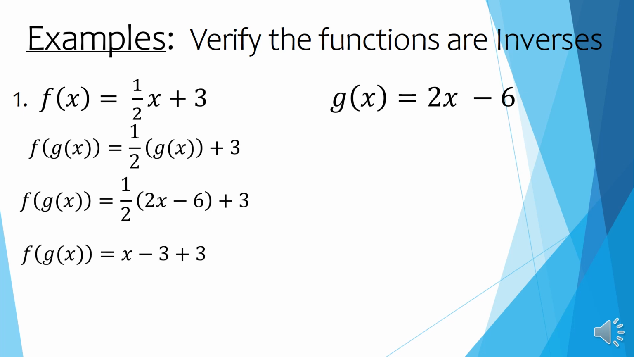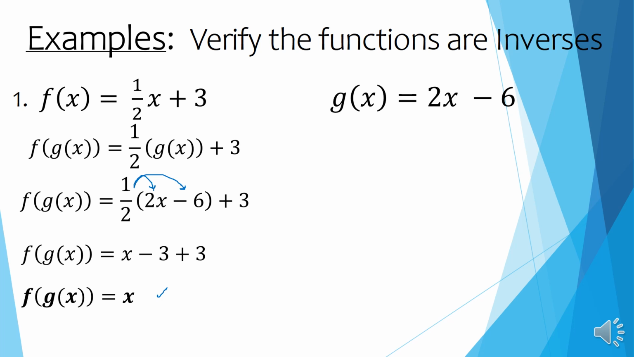Multiply by 1/2 to each of the terms inside. 1/2 multiplied by the 2x is going to give me x, and 1/2 multiplied by the -6 will give me a -3. So that will simplify to give us x minus 3 plus 3. And when we completely simplify that statement, we get f of g of x to equal x. That's exactly what we want. So check. So far, so good. Okay. I should just say check, not checkmate.